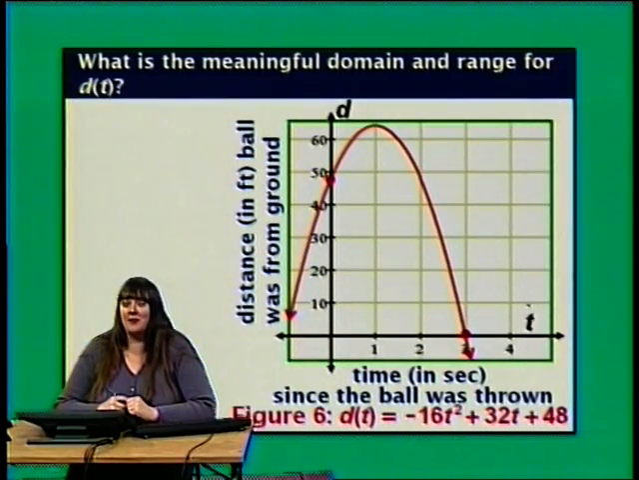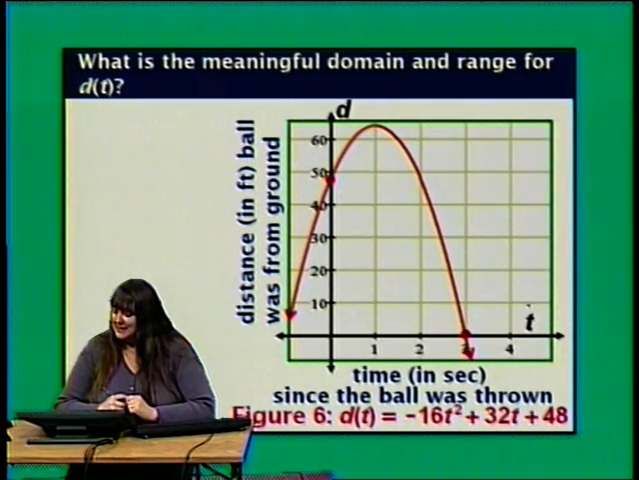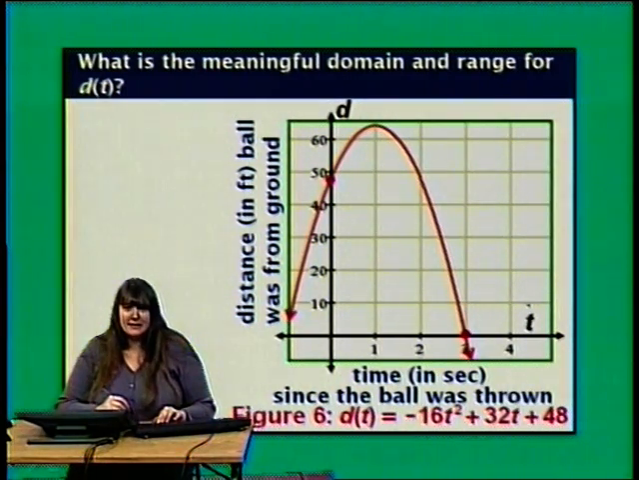What's the meaningful domain and range of d of t? Well, our figure caption tells us that d of t is negative 16t squared plus 32t plus 48. We know we have a downward opening parabola by our formula and because we can look at the graph here. Our variables are also defined for us. t is the time in seconds since the ball was thrown, and d is the distance in feet the ball was from the ground. In this case, since we're actually looking at times, it makes sense to start time at 0 when the ball was actually thrown, and to stop time when the ball actually hits the ground, which is when the distance from the ground is 0.